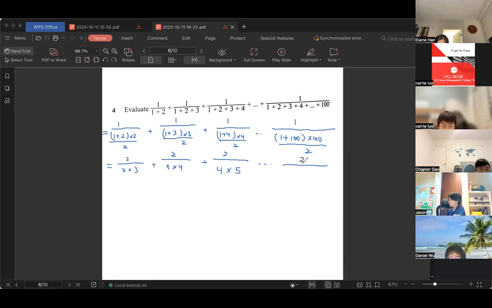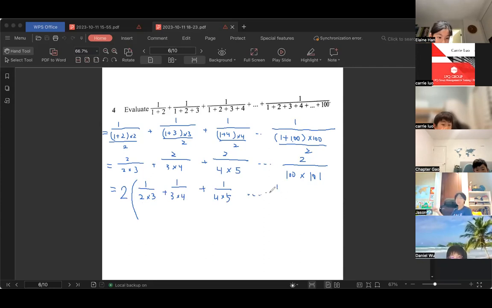Last one, can you tell me 2 over 99, 100, and 101? Very good. Good job. Okay, so now can we take our 2 out? So it became 1 over 2 times 3 plus 1 over 3 times 4 plus 1 over 4 times 5, correct? And all the way to 1 over 100 times 101. Get it, everybody?